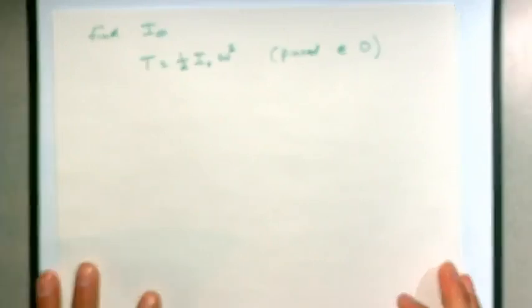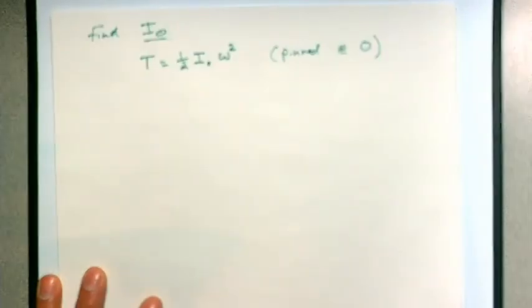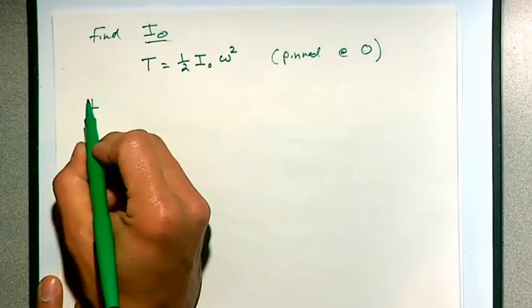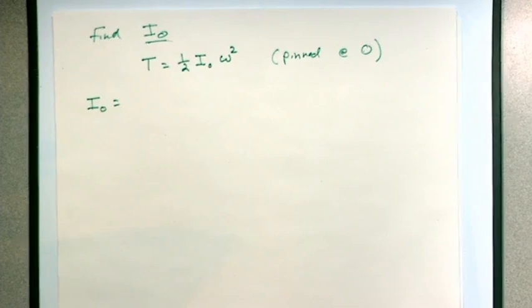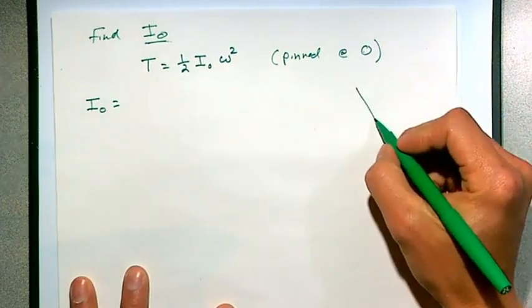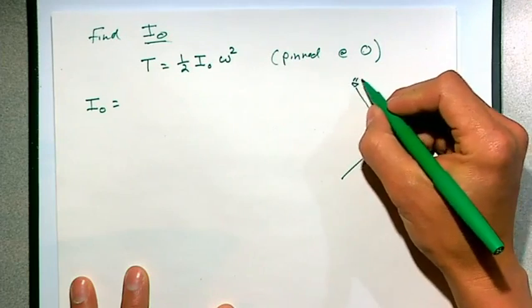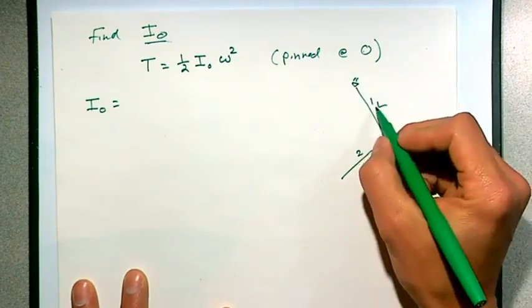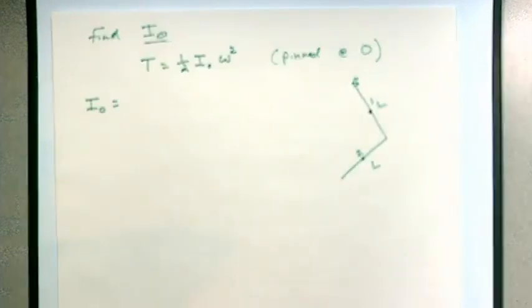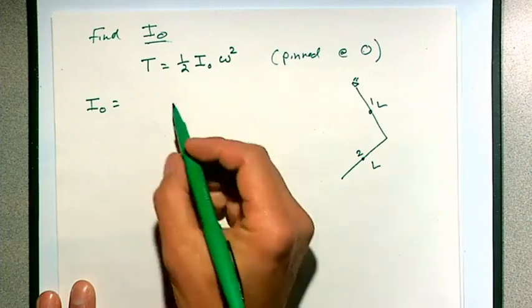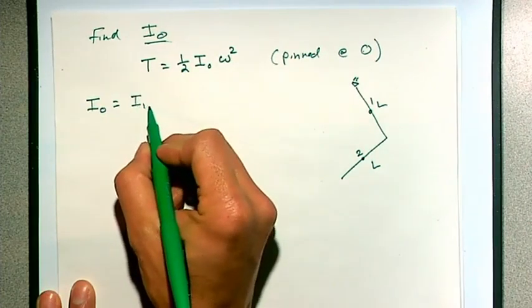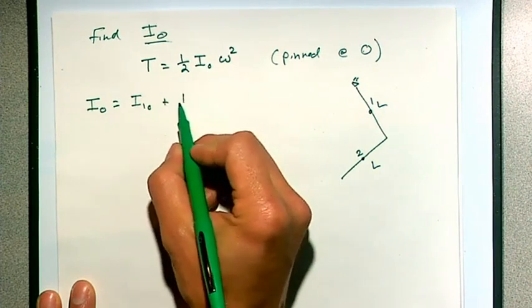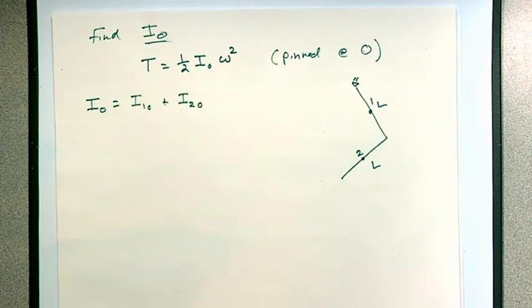All right. So the hard part, taking us back to statics. What's my moment of inertia about O? Two bars, bar 1 and bar 2. I'll draw them over here. They're both length L. So for my moment of inertia, I've got the moment of inertia of bar 1 about O plus the moment of inertia of bar 2 about O.